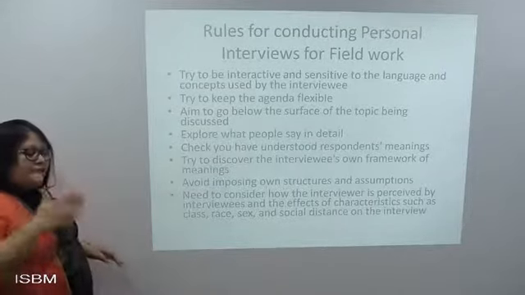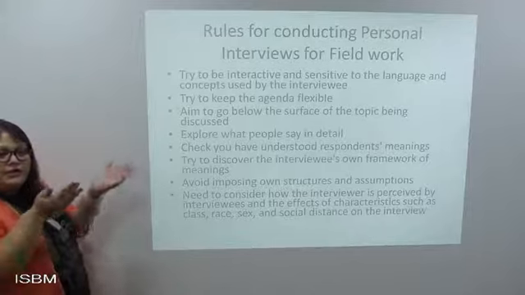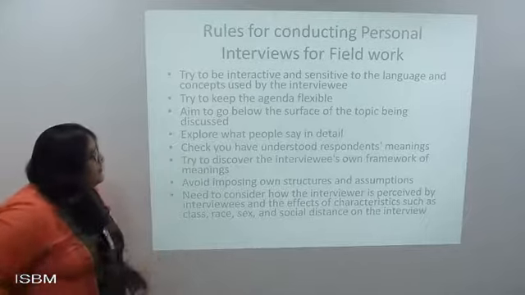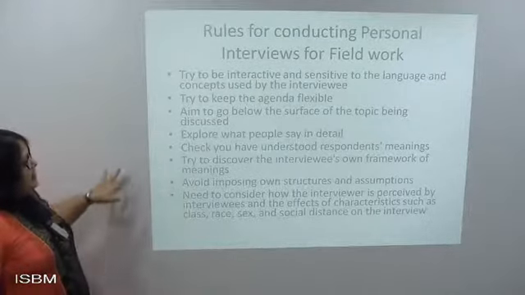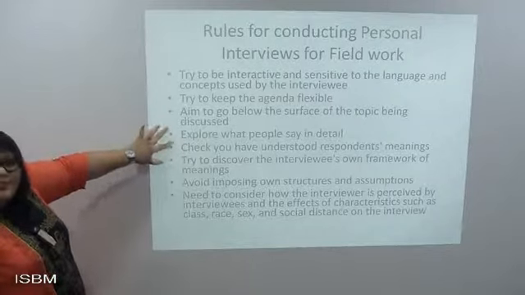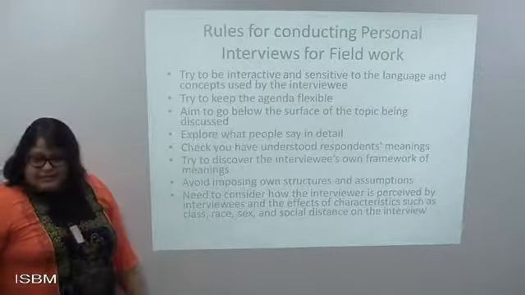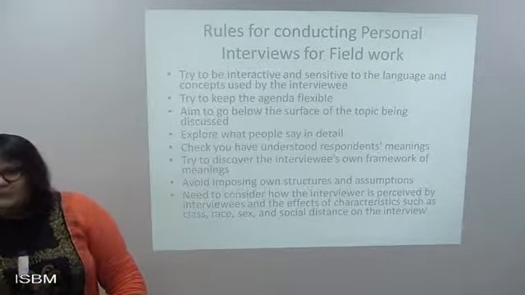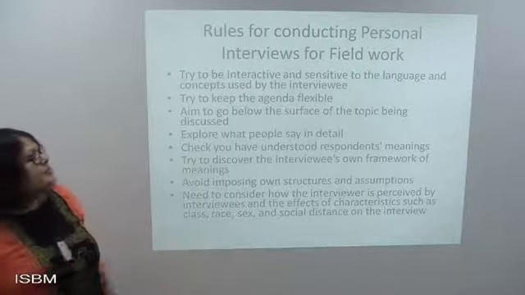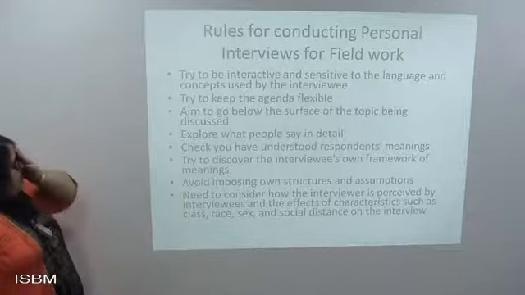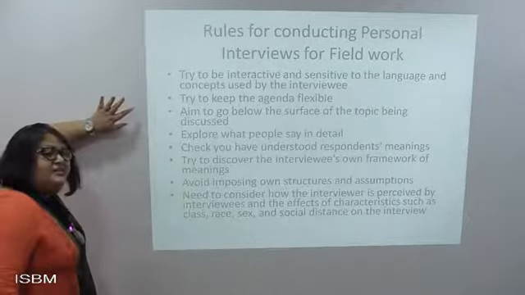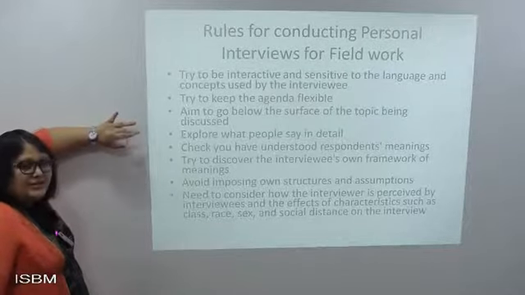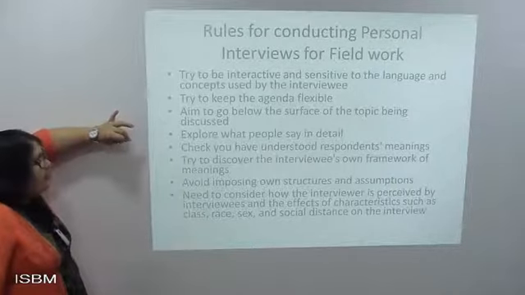You have to go below the topic and bring forth the impurities of your topic or the problem statement on top. Now explore what people say in detail. This is very important. People might become emotional and give you statements. They might be overstimulated by the questions posed by you, and then they might give you details which are not necessary. So the thing is, you need to understand in detail why a person is giving you a particular feedback and the reason behind that feedback.